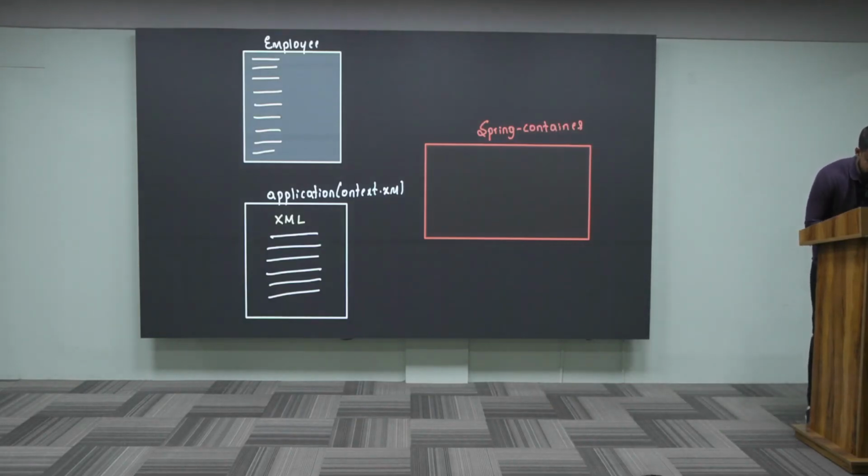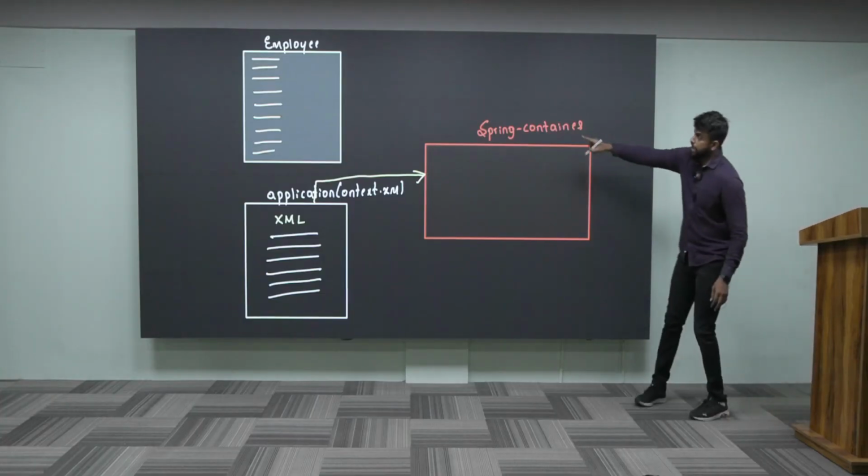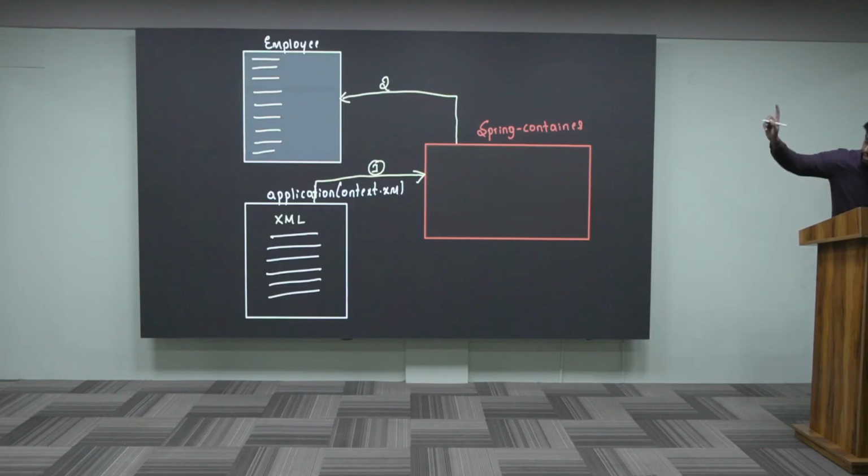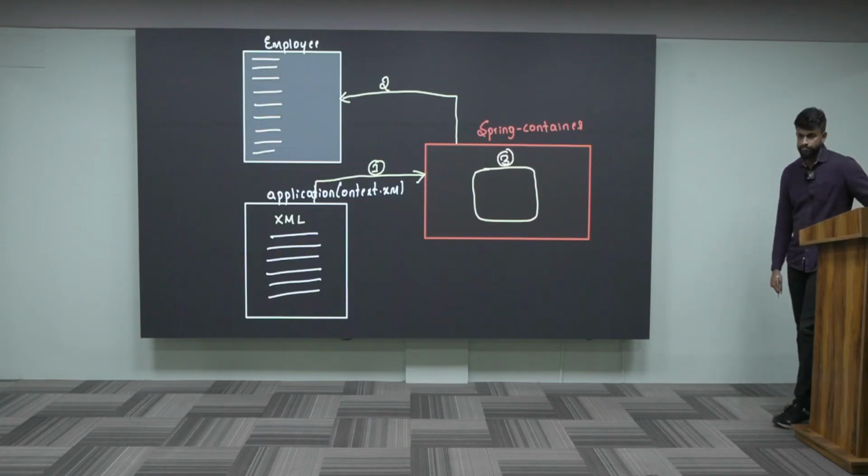But what you will be doing is, using this application context, you are informing the Spring container that there is one class known as Employee. You please go there. What the Spring container will do is, it will take all the information from this file, and from here it will go to Employee like this. And looking at that, it will create one beautiful object here inside the Spring container. This is how it will work.